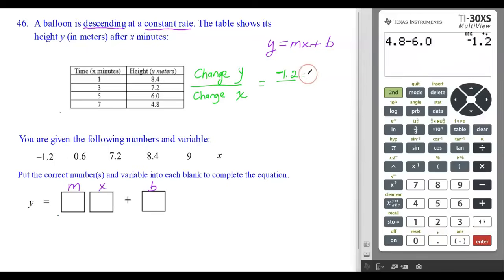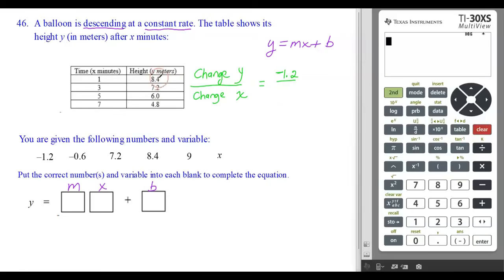That's negative 1.2. That's one way to get it. Or you could go 6.0 minus 7.2. That'll give you negative 1.2. Or 7.2 minus 8.4 will give you negative 1.2. Another way to look at it is if you have 8.4 and you subtract, and you take away the 1.2, it'll give us 7.2.